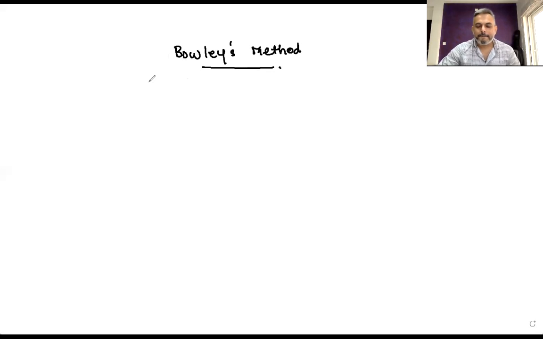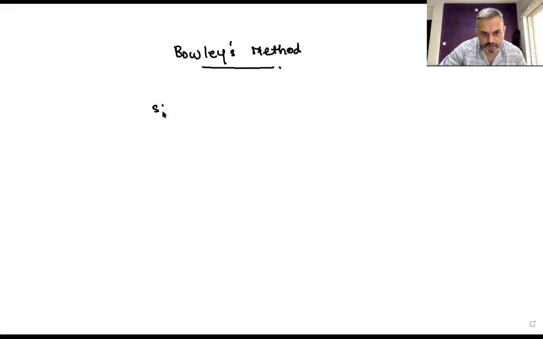So today we are going to see a formula for finding skewness and coefficient of skewness as given by statistician Bowley. So Bowley's method. Now Bowley, the statistician, Professor A.L. Bowley, he gave this formula for skewness based on quartiles, positional averages.